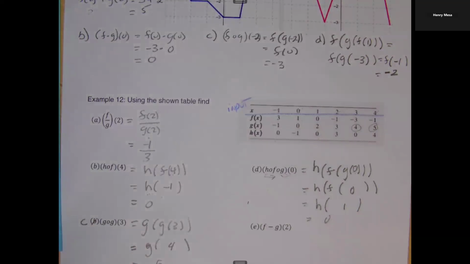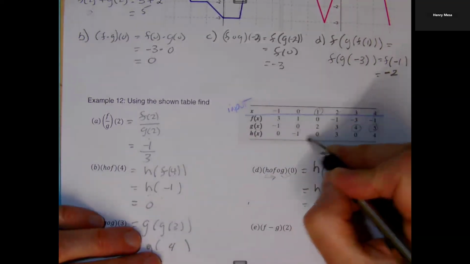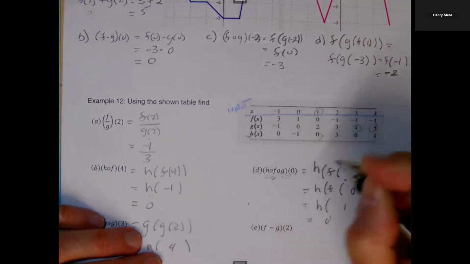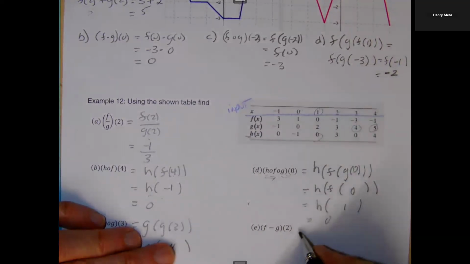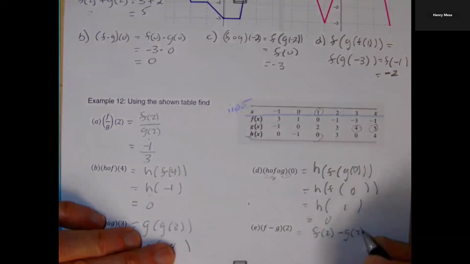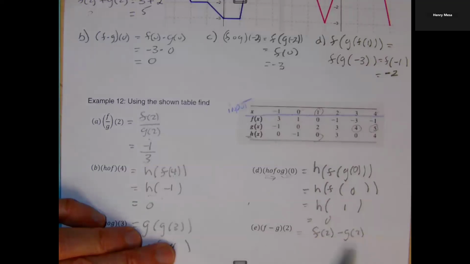Okay. And again, here's the 1, and then I look at the h line to get me the 0. Lastly, I have this one, which is just subtraction. Notice, we go back to no longer composition, so I can find each one separately.